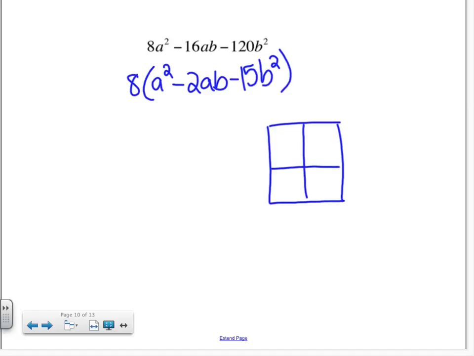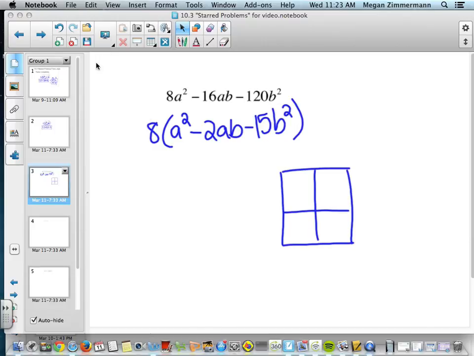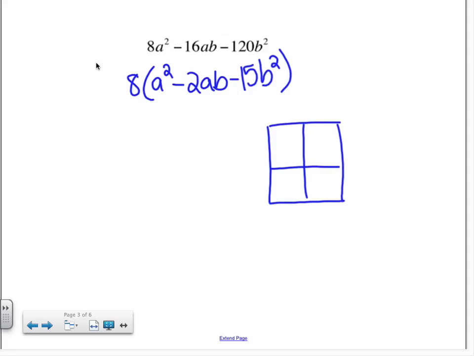But again, I just like to use the area model. We need a squared as our first term and negative 15b squared as our last term. So that means that it's going to have to be a and a. And then since we need b squared in our last term, we know we're going to have a variable b in those two spots as well, because then b times b gives us b squared. We need two numbers that multiply to give us negative 15 and add to give us negative 2. So that's going to have to be negative 5 and 3.